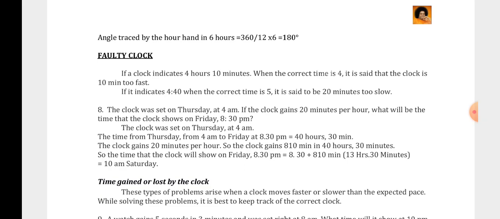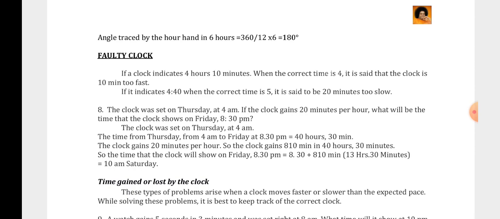The time from Thursday 4 a.m. to Friday 8:30 p.m. is 40 hours 30 minutes. The clock gains 20 minutes per hour, so the clock gains 810 minutes in 40 hours 30 minutes.